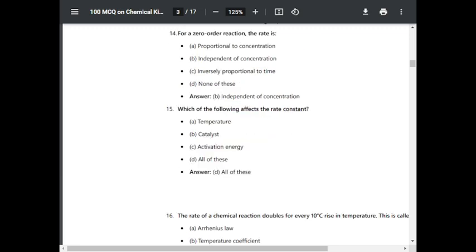Question number 15. Which of the following affects the rate constant? Option A, temperature; option B, catalyst; option C, activation energy; option D, all of these. Rate constant is affected by temperature, yes. It is affected by catalyst, yes. It is affected by activation energy, yes. All the three are correct, hence option D, all of these, is correct.